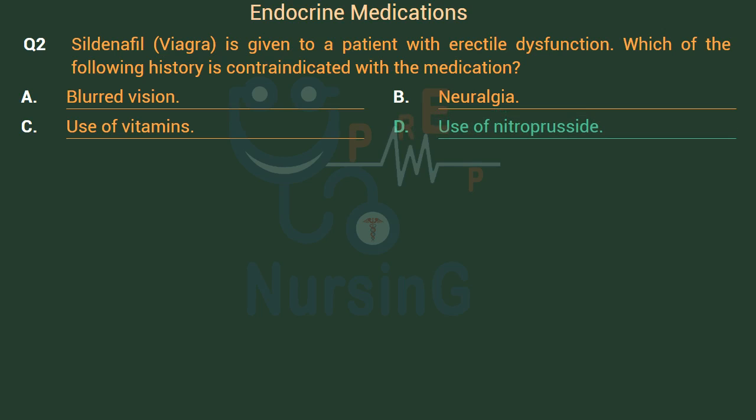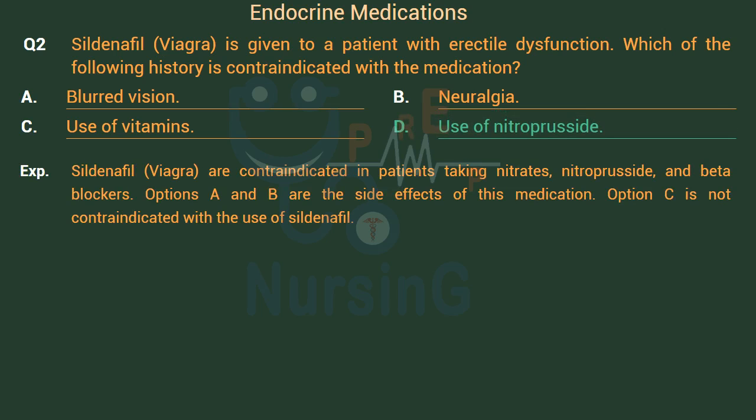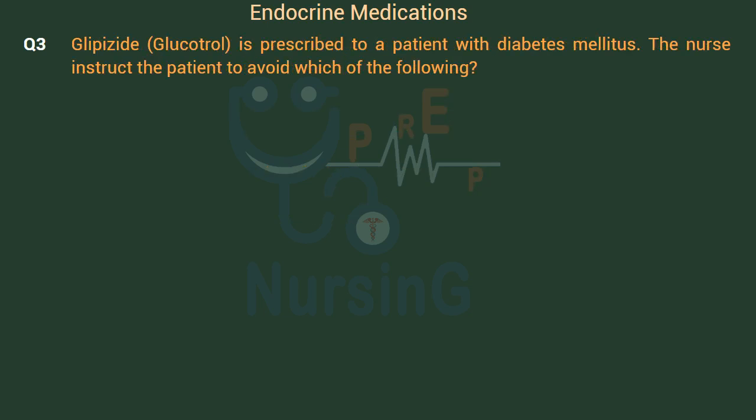Use of nitroprusside. Sildenafil, Viagra, are contraindicated in patients taking nitrates, nitroprusside, and beta blockers. Options A and B are the side effects of this medication. Option C is not contraindicated with the use of sildenafil.